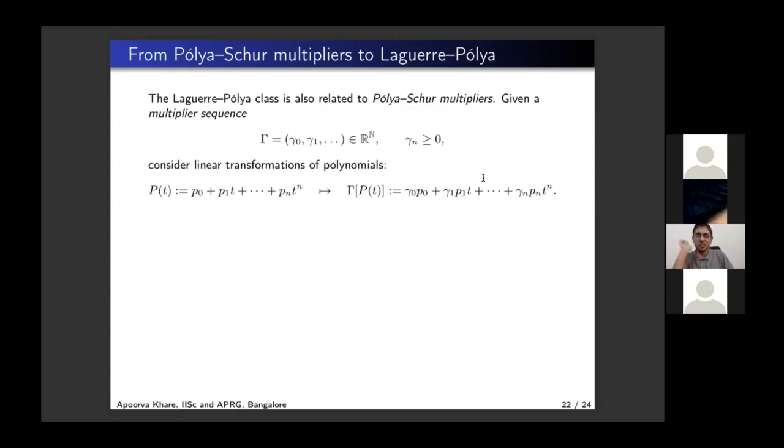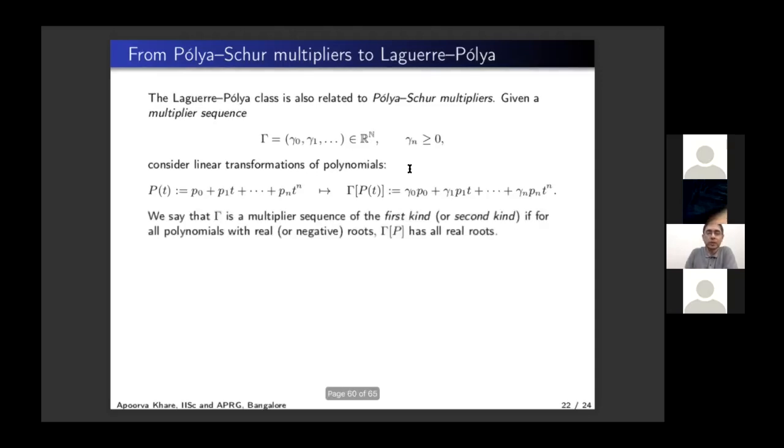The nth term, the degree n term by gamma n, and so on. And then the higher order monomials have 0, 0, 0 as coefficients, so it doesn't matter what I multiply them by. Right? So this is an operator on the space of polynomials. Which such operators preserve real rootedness?